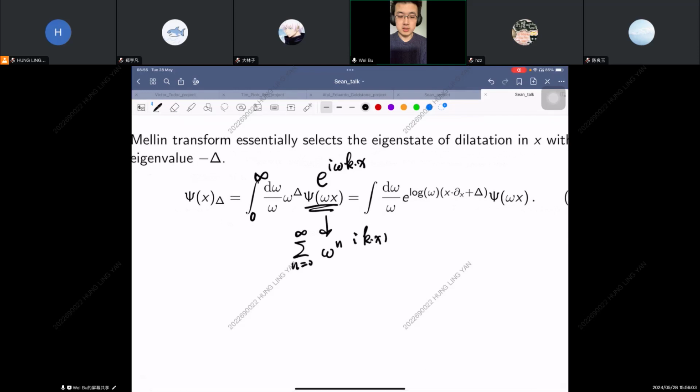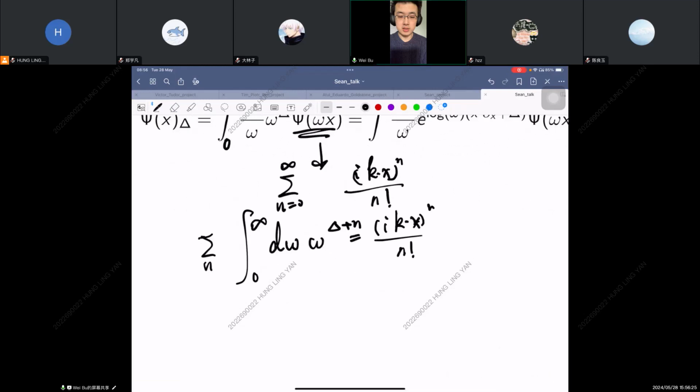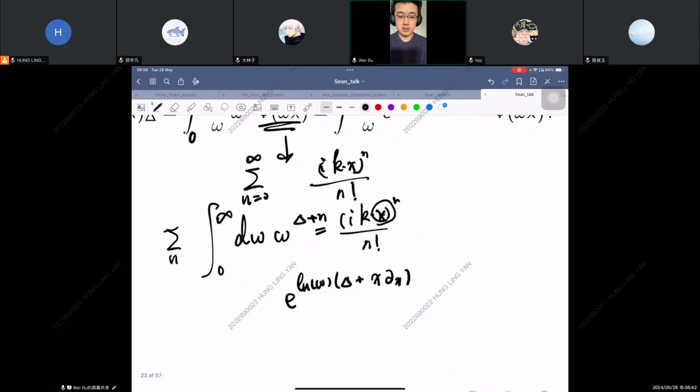I can expand it in power series in omega, and take this omega and bring it forward. So it's the sum over n, 0 to infinity, of some (i k dot x) to the n over n factorial. And then I can rewrite this n as some d by dx, because it's a scaling in x, essentially, in each term. So something I can do is to write e to the log omega (delta plus x dx). So I write the Euler vector, which measures the weight of this homogeneous function.